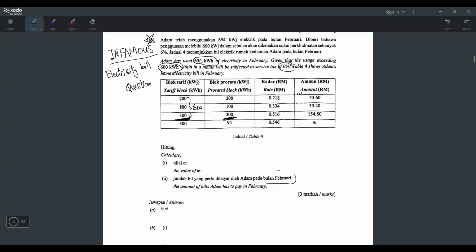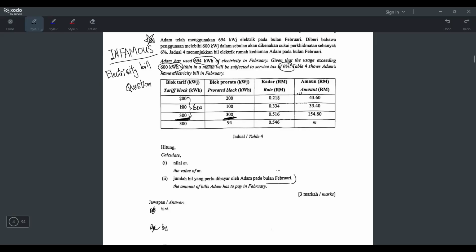And then now Adam already used 694. Okay, so he will get charged a 6% of service tax later, for the extra amount. Okay, let's try to do number one first. Number one says calculate the value of M.